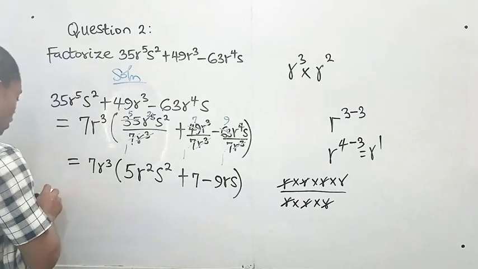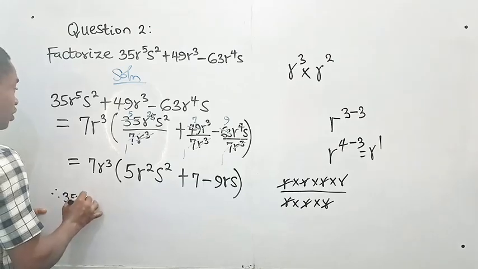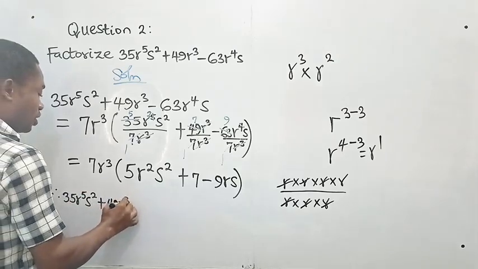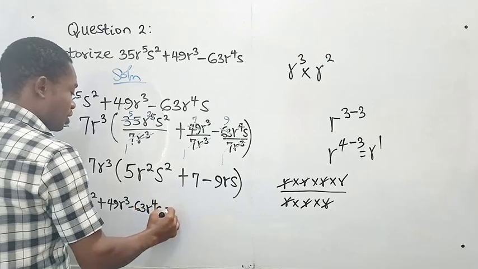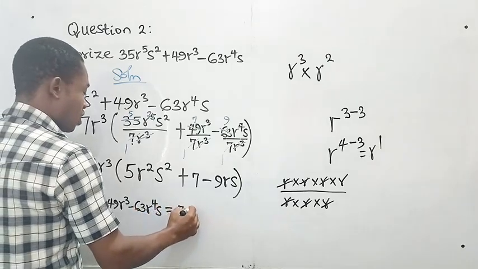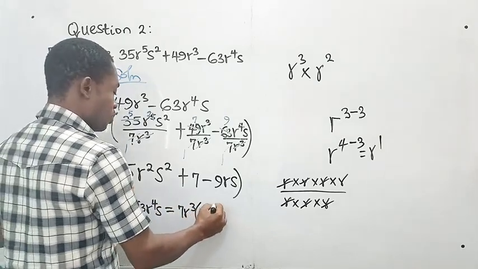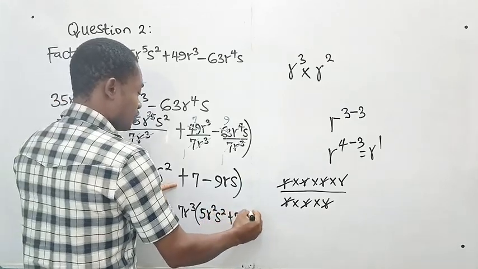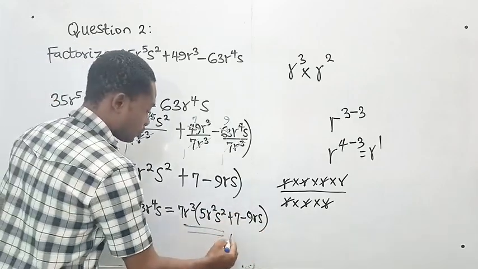Okay, we can now conclude if we want that 35 r raised to power 5 s raised to power 2 plus 49 r raised to power 3 minus 63 r raised to power 4 s is equal to 7r raised to power 3, open bracket, 5r raised to power 2 s raised to power 2 plus 7 minus 9rs. This is our answer.